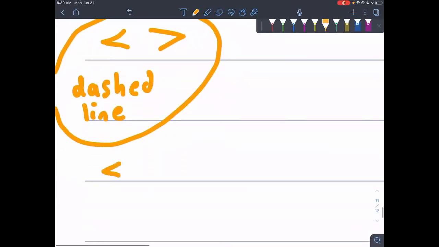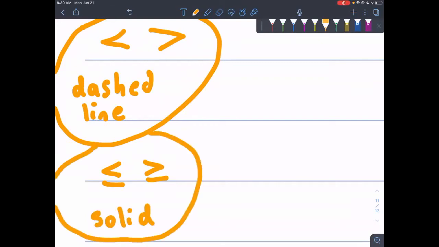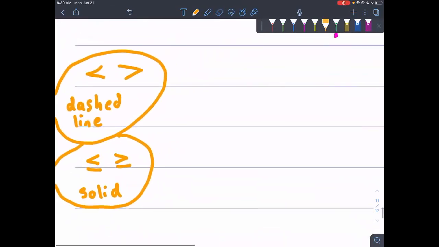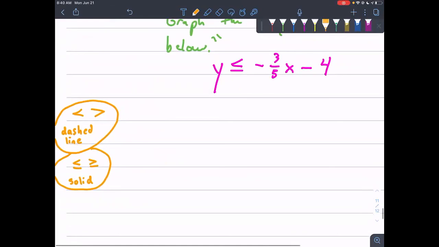And then on the flip side, if you've got the same inequalities, but they've got that equal underneath, less than or equal to, greater than or equal to, these would just be solid lines. And you're going to have to graph these, so you will have to know the difference. This equation that we've got here, would that be solid or dashed? Solid. We've got the line underneath, the equal line, so solid line. And then the slope on this is -3/5.